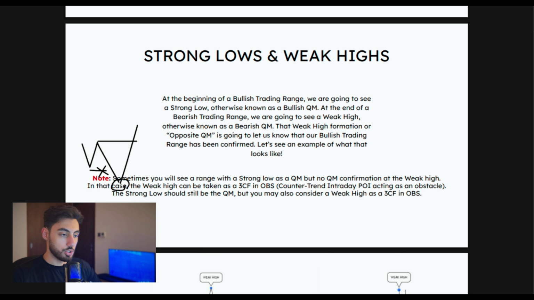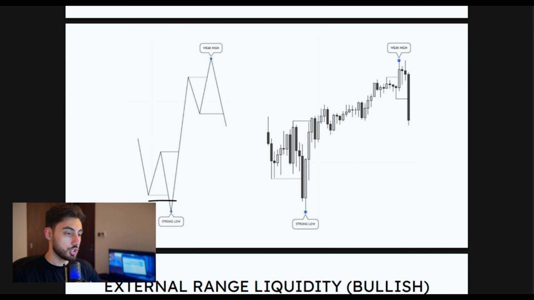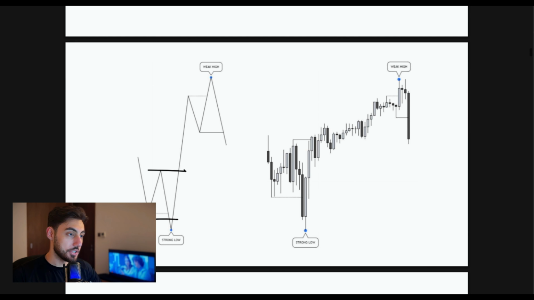So this is going to be a bullish QM, right? At the end, we're going to have the bearish QM. So this is going to be our strong low, and this is going to be our weak high. So this is going to be a bullish QM formation. And this is the example, bullish QM, bullish range. So this is going to be a bullish QM down here and a bearish QM, which form the strong low and a weak high, or bullish trading range.